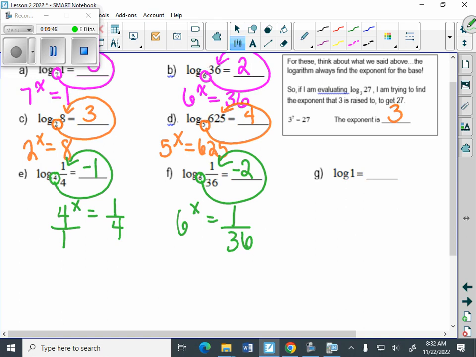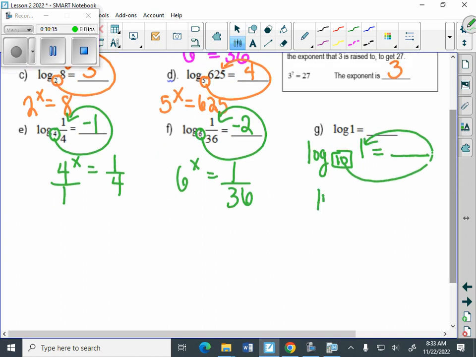Finally, here, on letter G, the thing that we need to remember from our previous notes is, what is the missing base on this problem? Because we are missing that. Well, when we don't have a base written, it's understood to be 10. And then we're going to curly Q around. So this becomes 10 to what power equals 1? And what we know then is 10 to the 0 power equals 1.